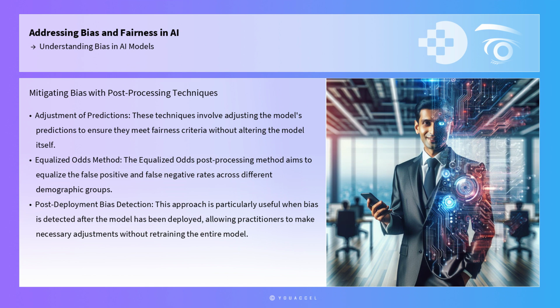Post-processing techniques also play a crucial role in mitigating bias. These techniques involve adjusting the model's predictions to ensure they meet fairness criteria without altering the model itself. For instance, the equalized odds post-processing method aims to equalize the false positive and false negative rates across different demographic groups. This approach is particularly useful when bias is detected after the model has been deployed, allowing practitioners to make necessary adjustments without retraining the entire model.